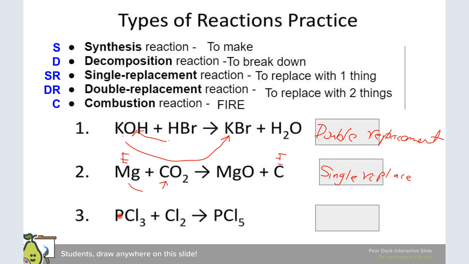And then PCl3 plus Cl. So we have more reactants and less product. So this is our synthesis.